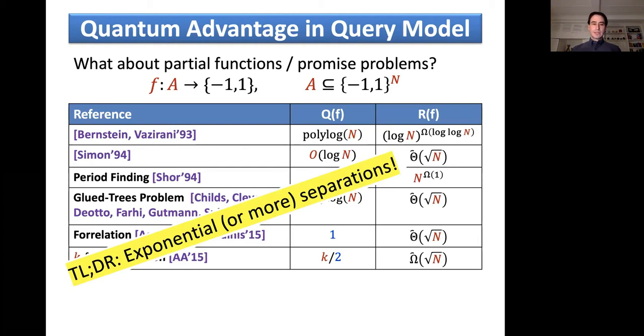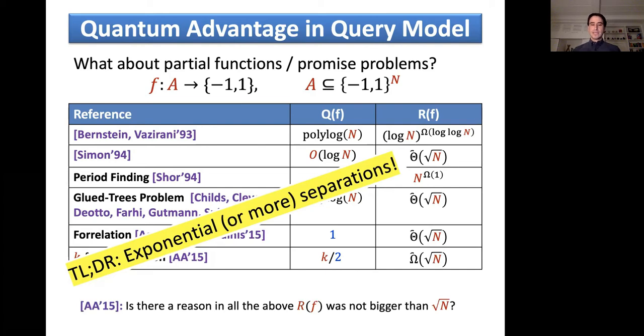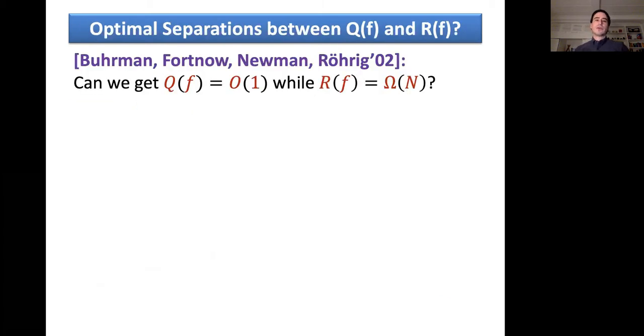However, in this beautiful line of work, you can see on the right-hand side, in the randomized query complexity, that in all these exponential separations the randomized complexity was at most square root n. Is this a coincidence or not? Aaronson and Ambainis raised this question. And more broadly, Buhrman, Fortnow, Newman, and Röhrig ask, can we get the optimal separation where the quantum query complexity is constant and the randomized query complexity is linear in n?